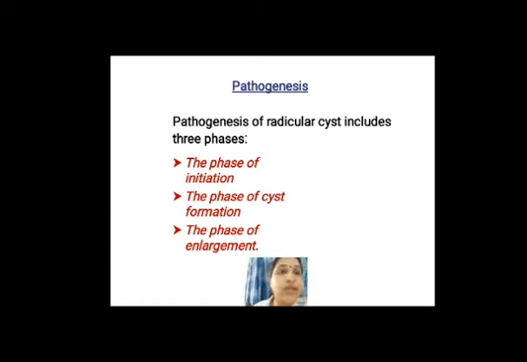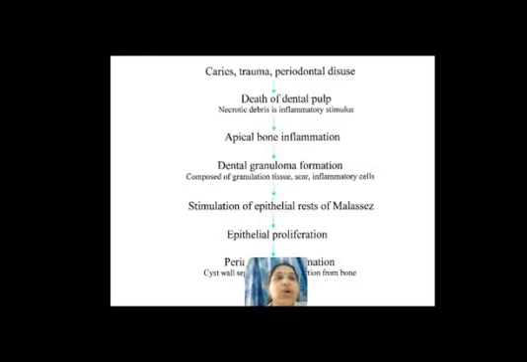A radicular cyst arises in 3 phases: initiation, cyst formation, and enlargement. Trauma to the tooth, like periodontal disease, dental caries or trauma of any form, will affect the dental pulp. There will be necrosis of the pulp, which extends to apical bone inflammation. This in turn stimulates the epithelial cell rests of Malassez, which will proliferate. Excessive proliferation will cause necrosis in the center of the mass, so there will be a cavity filled with fluid surrounded by an epithelial lining.